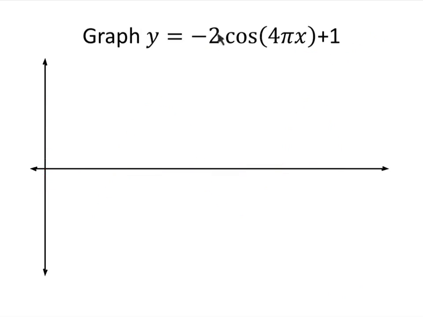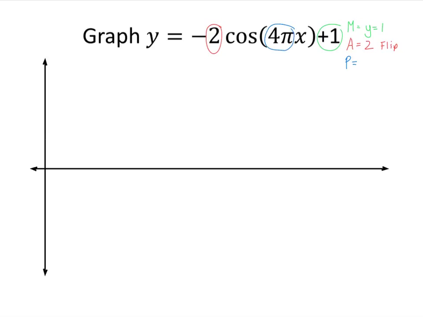Alright, for this one, we have 3 things changing. Actually, 4. Alright, so let's look at it first. What is our midline? Well, right there. So your midline is y equals 1. What is your amplitude? Well, it's right there. So that would be a 2. But realize there's also going to be a flip. That's important to realize.